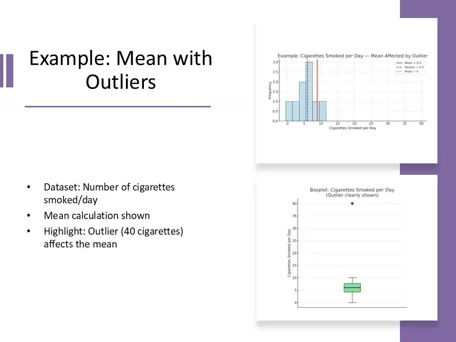Here's an example using the number of cigarettes smoked per day. Most of the values are small, but there's one person who smokes 40 cigarettes a day. That single outlier pulls the mean upward, giving us a misleading impression of the typical smoker. This is why it's so important to check for outliers before relying on the mean.